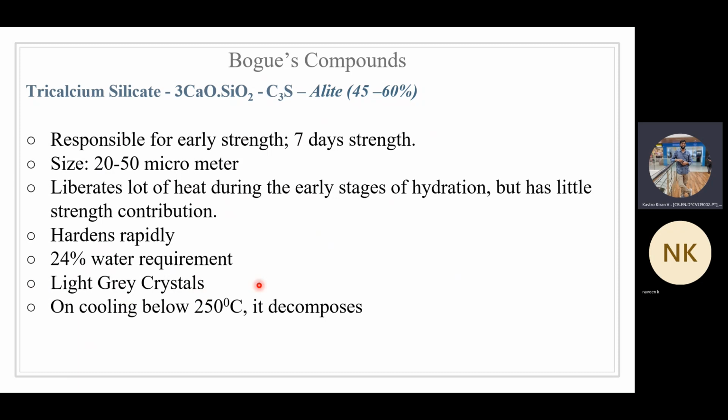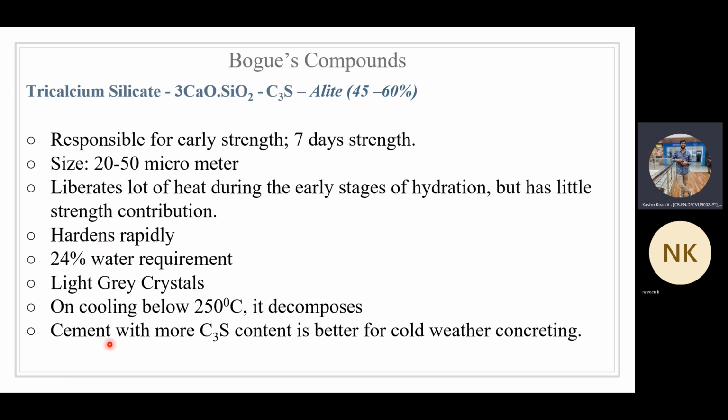And when you cool the C3S content below 250 degrees centigrade, it decomposes into the atmosphere. So that's one problem with C3S content. If you cool it below 250 degrees centigrade, it decomposes, and you will not find C3S content in the cement. So cement with more C3S content is better for cold weather concreting.